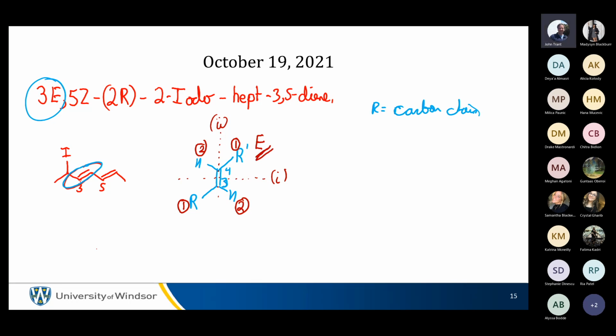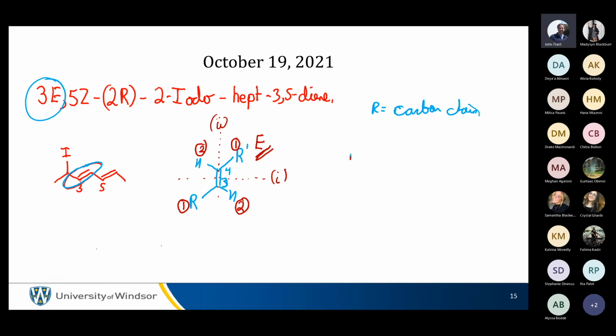Because the ones are not on the same side of the line. The ones are trans to each other, so it's an E double bond. The biggest groups are trans to each other, so it's an E double bond. And let me just rephrase that. The highest priority groups are trans to each other, so it's an E double bond. It's not about size, but priority. Are you with me? Yes. Okay. So now let's take a look at carbon 5.